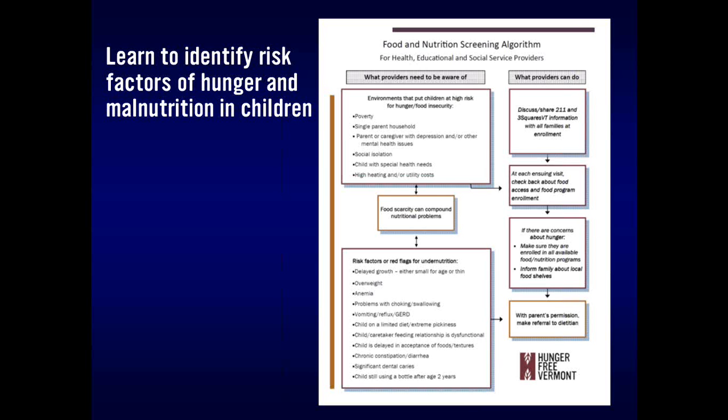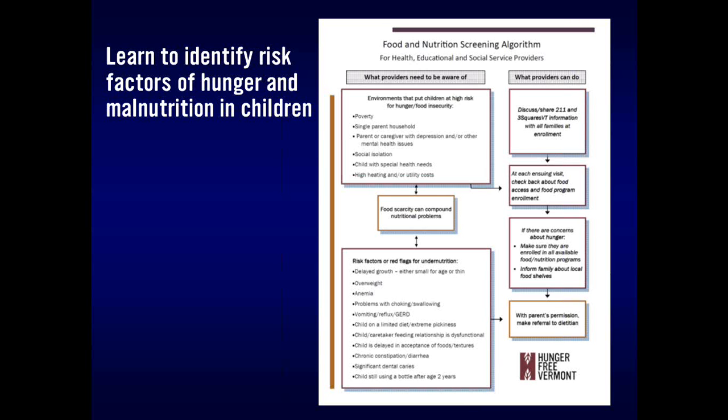The way this algorithm is set up, in the upper left corner are the high-risk environmental issues that put a family at risk. So poverty, that's obvious. Single-parent household, related to poverty. If the parent or caregiver is depressed or has other mental health issues, a huge red flag for food insecurity. Social isolation, a child with special health needs, very high risk for hunger in those households. And of course, high heating or utility costs and housing costs.